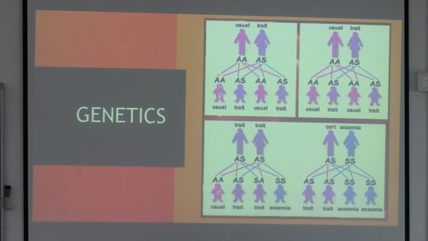So if one parent is diseased or homozygous, and the other parent is trait or carrier, then there is no chance of getting an individual with normal hemoglobin. So 50% chance of hemoglobin S trait or carrier and 50% chance of hemoglobin SS or disease. Okay, is this clear? Very simple.